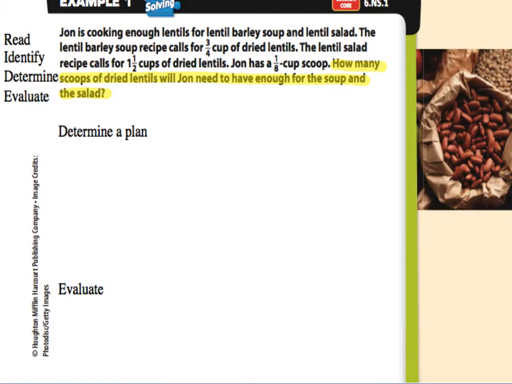In order to figure out the total number of scoops, I have to know how much John needs. In this case, he needs 3/4 of a cup, and he needs 1.5 cups. And then we also need to know how big the scoops are, and the scoop is 1/8 of a cup.